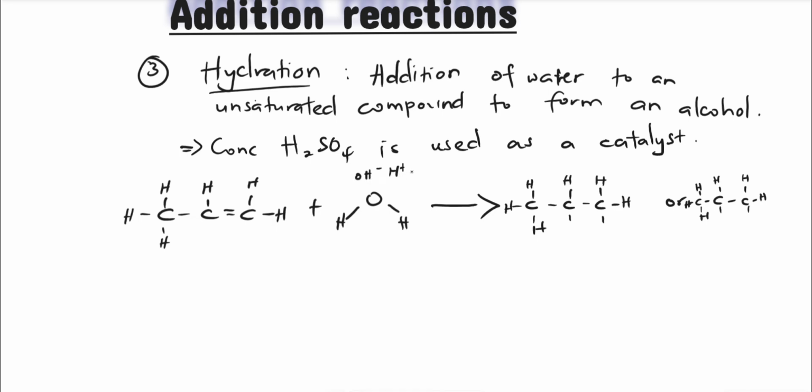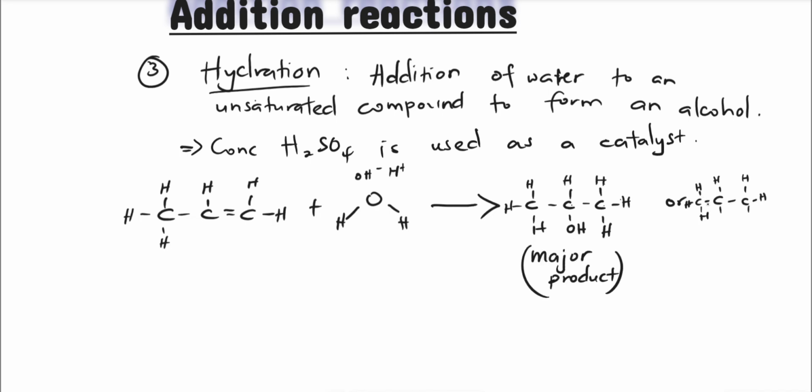Markovnikov's rule states that the H plus ion is attached to the carbon with more hydrogens. So in this case, we have these two carbons. This carbon has 2 hydrogens, which is 1, 2. Then this one has 1 hydrogen. So the H plus is likely to be added at the carbon that has more hydrogen on its backbone. So H is going to be added there, then OH will be added here. Then we say a major product is formed.